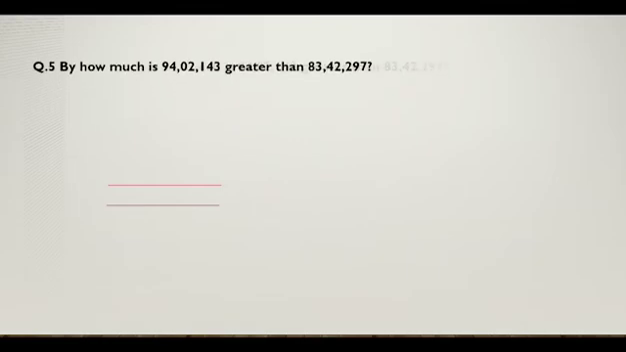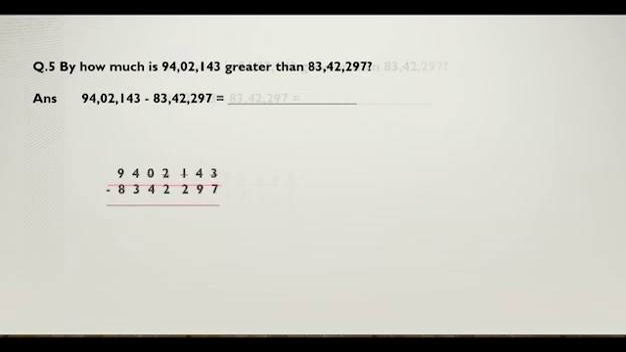Now the last sum. By how much is 94 lakh 2,143 greater than 83 lakh 42,297? Here also 94 lakh 2,143 is given, and we have to find by how much this number is greater than 83 lakh 42,297. So we need to find the difference of both numbers to get the answer. So we will subtract both the numbers.